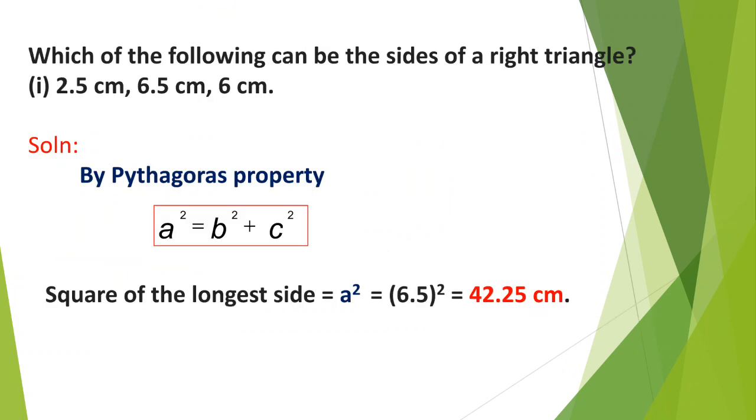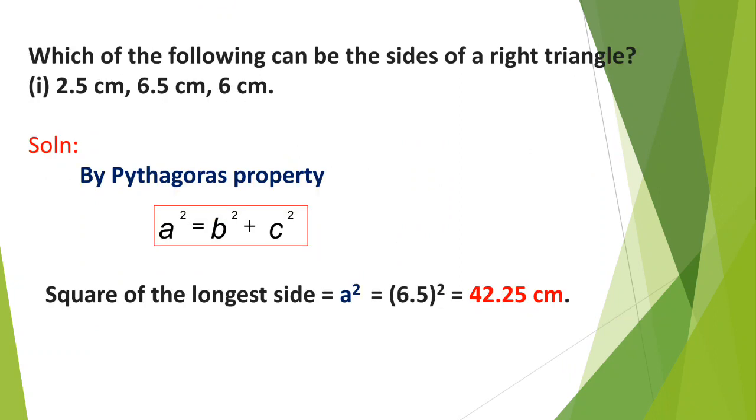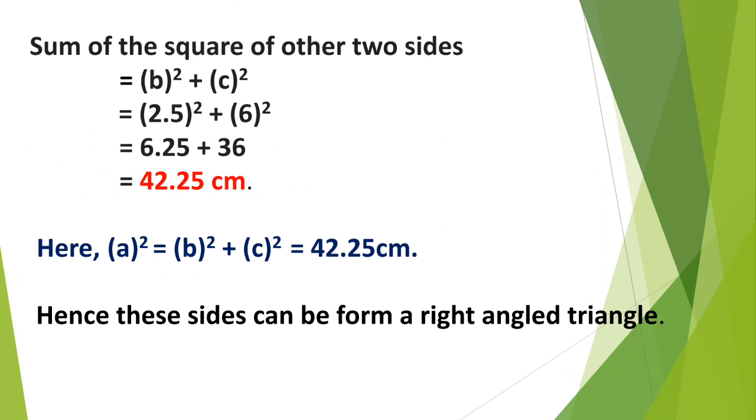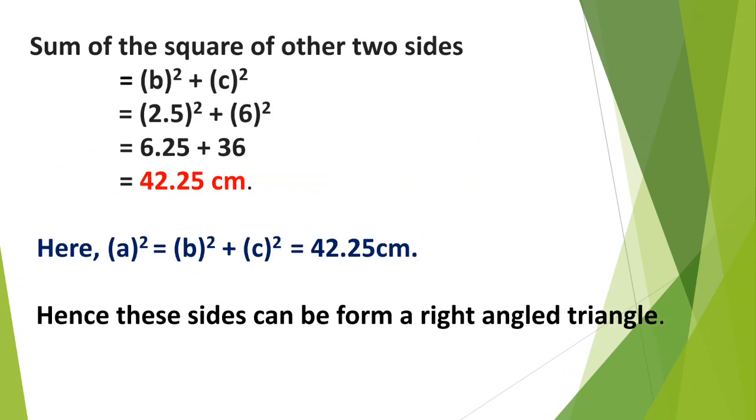Next, C square, another side 6. 6 into 6 is 36. At last, we are adding, getting 42.25. Pythagoras theorem states that hypotenuse square is equal to the sum of squares of the legs. B square plus C square, we are getting 42.25. A square is also 42.25. Here we are proving hypotenuse square is equal to the sum of squares on the legs.